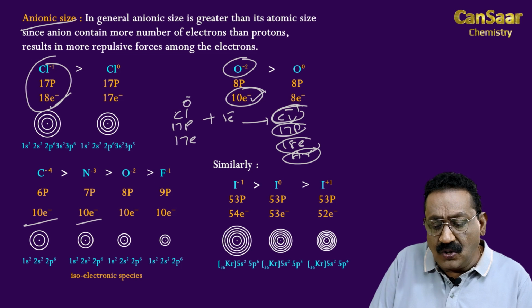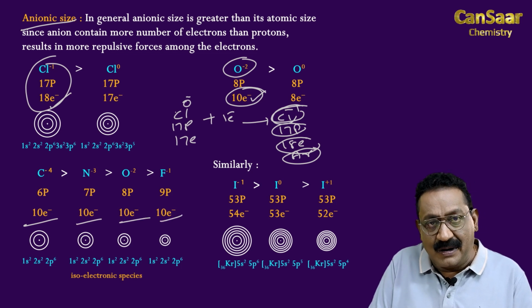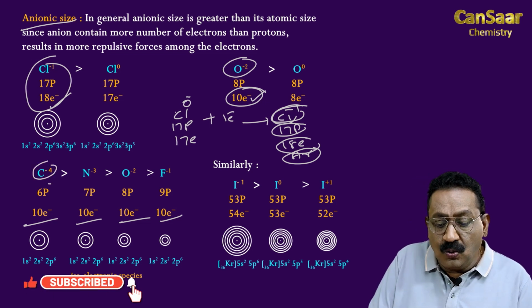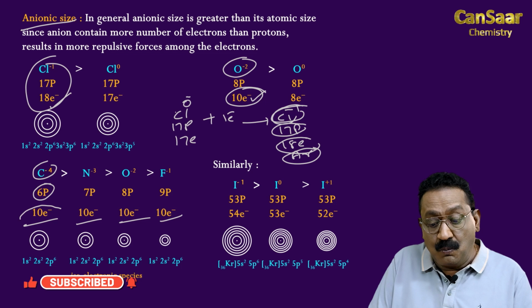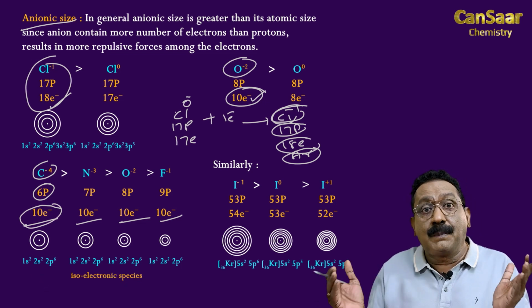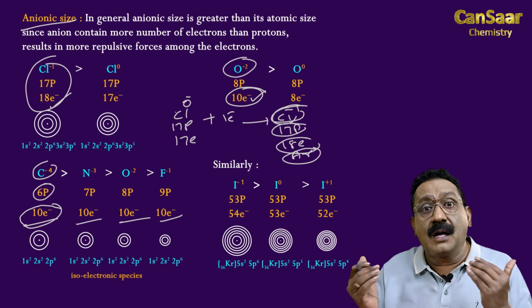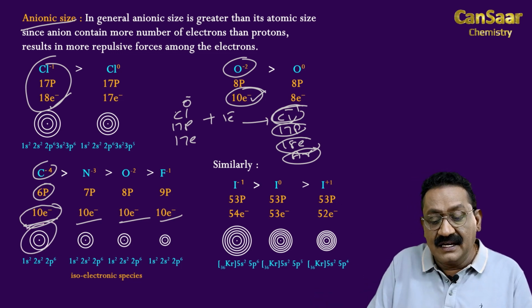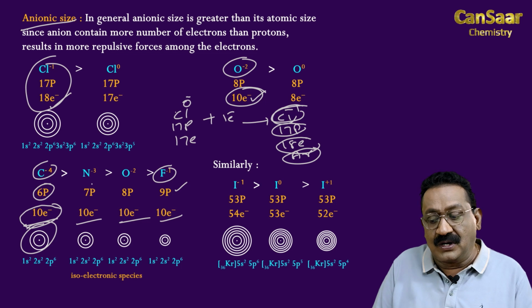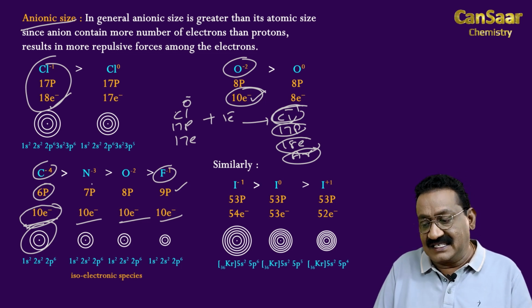In the case of isoelectronic species, that is C-4 ion, carbide, nitride, oxide, fluoride: in the case of carbide, only 6 protons but more electrons. More electrons, more repulsion among the electrons, more size. Hence, C minus 4 size is more than N minus 3, than O minus 2, than F minus 1, since F has more protons. Hence, size is less.